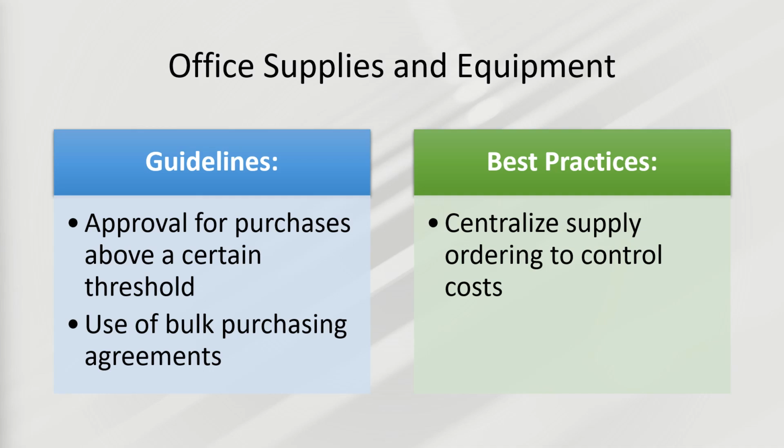For office supplies and equipment, it's important to establish approval thresholds for large purchases and to utilize bulk purchasing agreements to reduce costs. Centralizing the ordering process also helps maintain oversight and control.